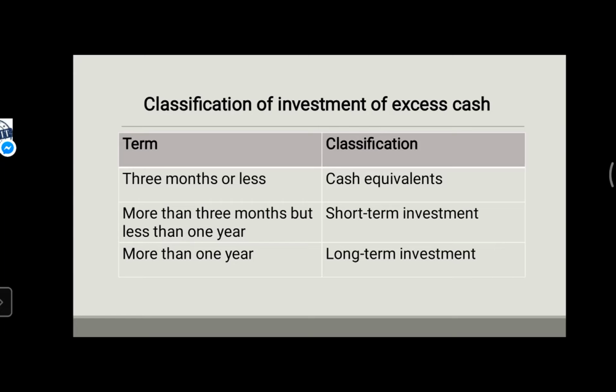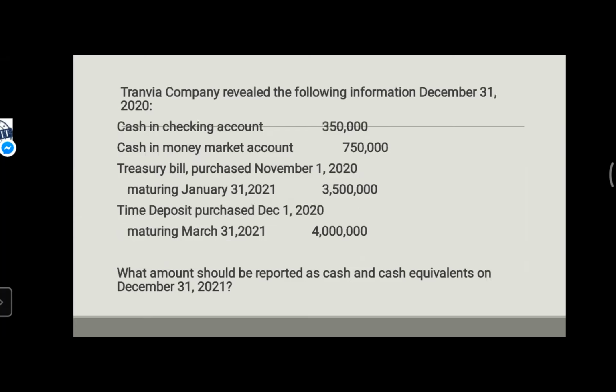So dito may hinanda kaming problem. So si Tramvia Company revealed the following information on December 31, 2020. Cash in checking account, cash in money market account, treasury bill purchase November 1, 2020 and maturing January 31, 2021. Time deposit purchase December 1, 2020 and maturing March 31, 2021. So ang gagawin dito is what amount should be reported as cash and cash equivalents on December 31, 2021.